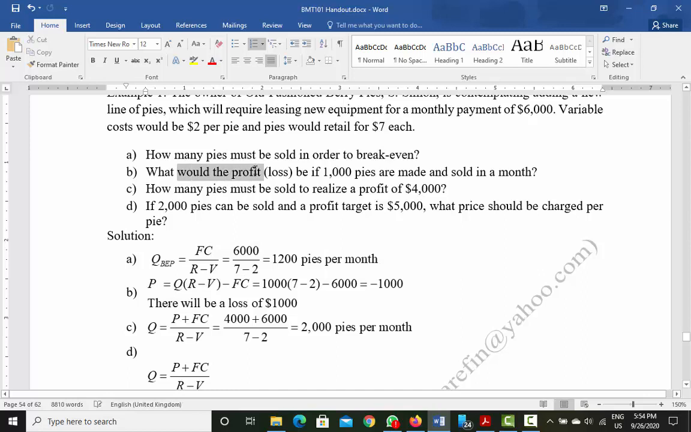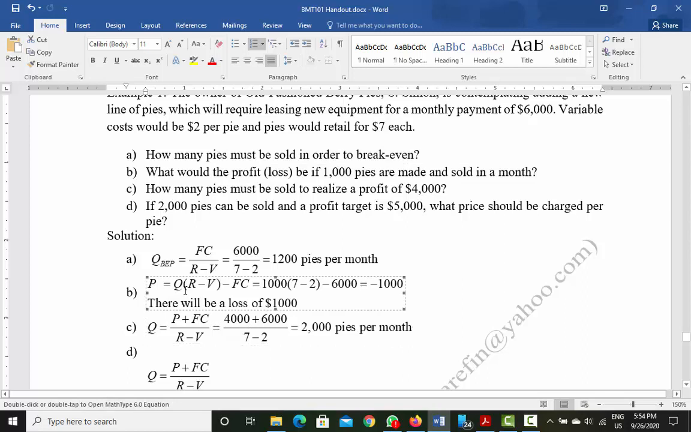Next question: what would the profit or loss be if 1,000 pies are made and sold in a month? As I have told you, if you produce less than 1,200 pies per month, you will have a loss. So the answer to the second question will be a loss. Let's find out what our loss will be.